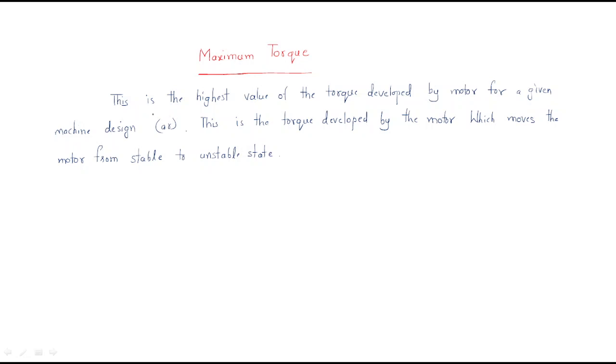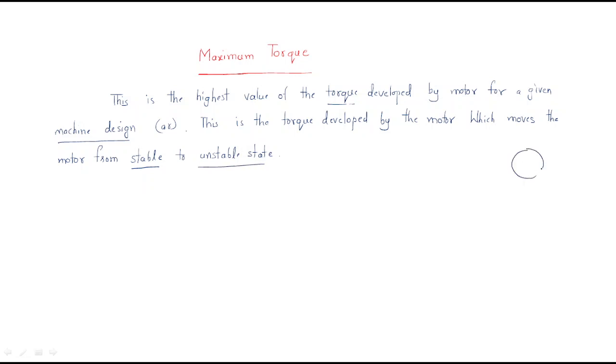The definition is, this is the highest value of the torque developed by the motor for a given machine design. So up to this point, the motor will give the maximum torque. Or this is the torque developed by the motor at which it moves from the stable state to the unstable state.